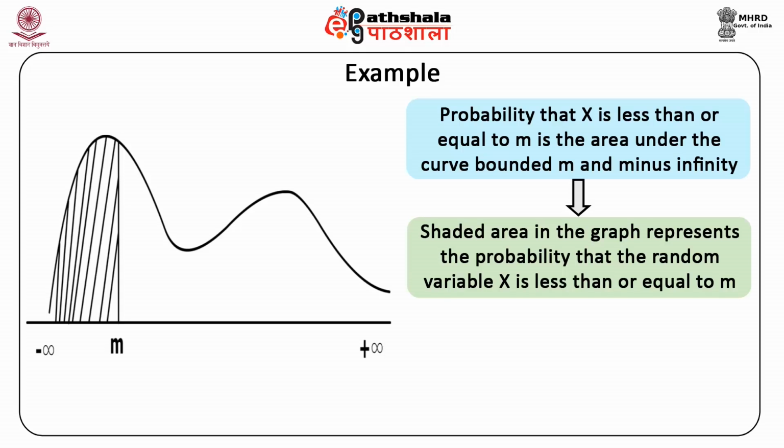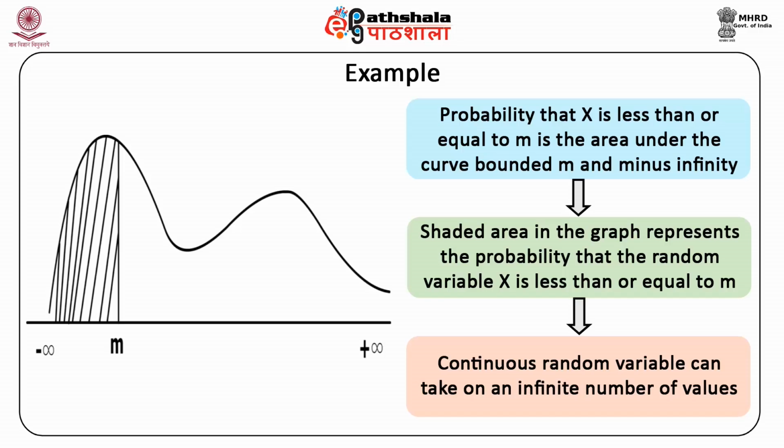This is a cumulative probability. However, the probability that x is exactly equal to m would be 0. A continuous random variable can take on an infinite number of values. The probability that it will be equal to a specific value such as m is always 0.